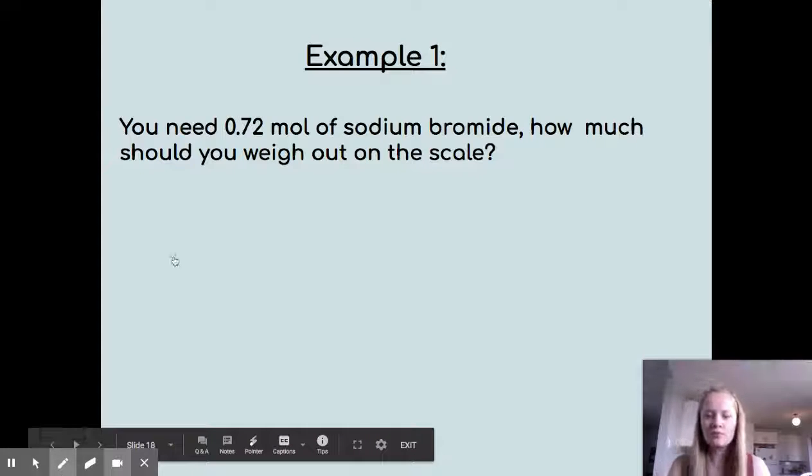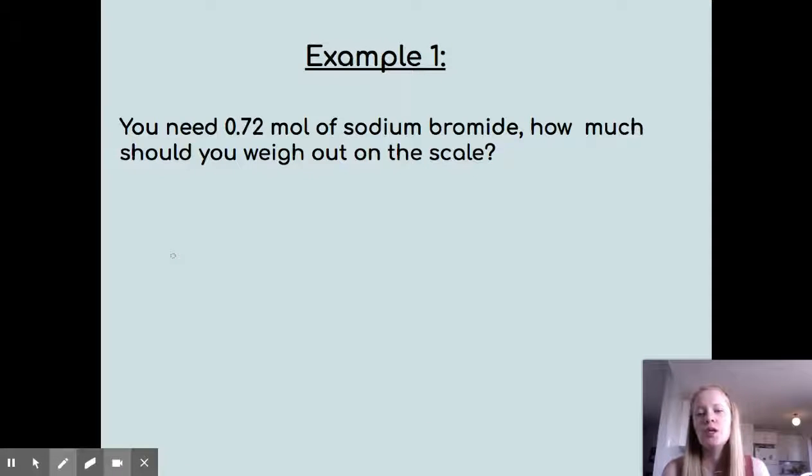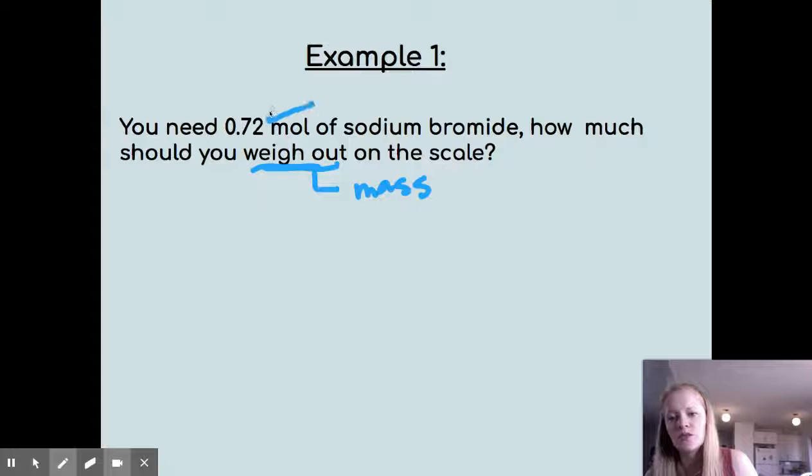In example 1, you would need 0.72 moles of sodium bromide. How much should you weigh out on the scale? So we are looking for how much you should weigh out. So you are calculating your mass. Once we've identified that, then we're going to say, okay, this is what they've given us. This is moles, so this would be n.